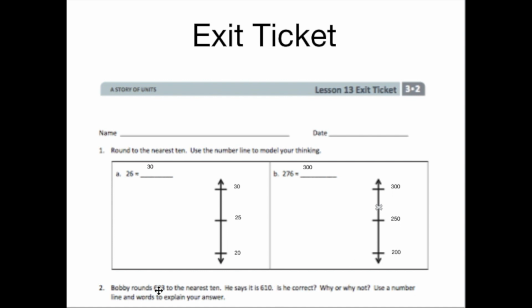So if Bobby has the number 603 and he's going to round it to the nearest 10, well, he's saying it's 610. I have to say, I don't agree. He is not correct, and this is why. 603 is not past 605 to be rounded up to 610. 603, for example, would land around here on our number line, meaning it would round down. The nearest 10, well, is 600 a 10? Yes. 600 is 60 tens. So 603 to the nearest 10 would round down to 600.